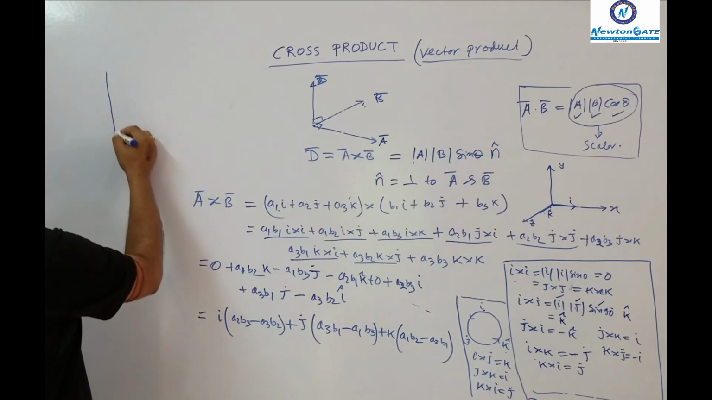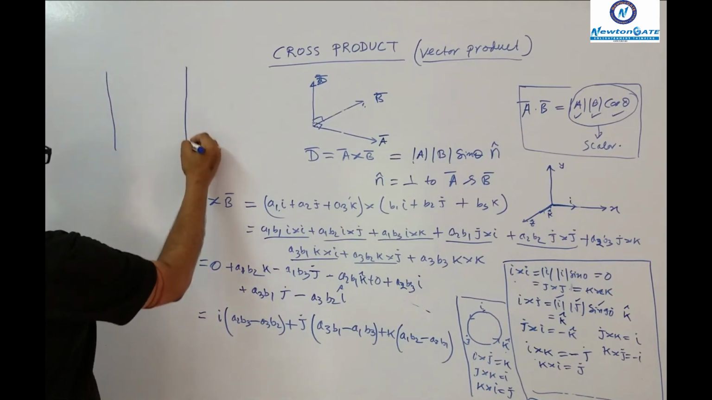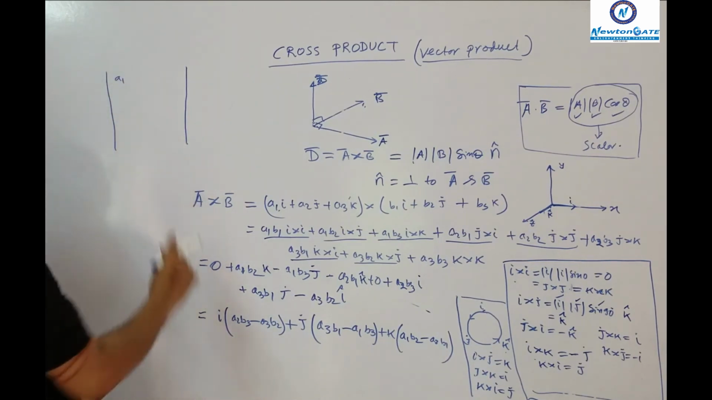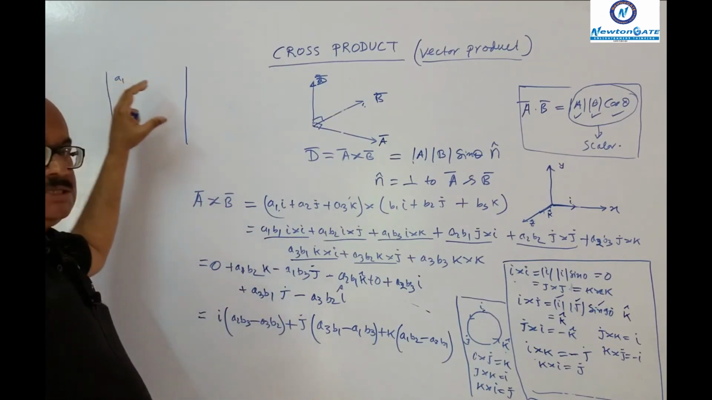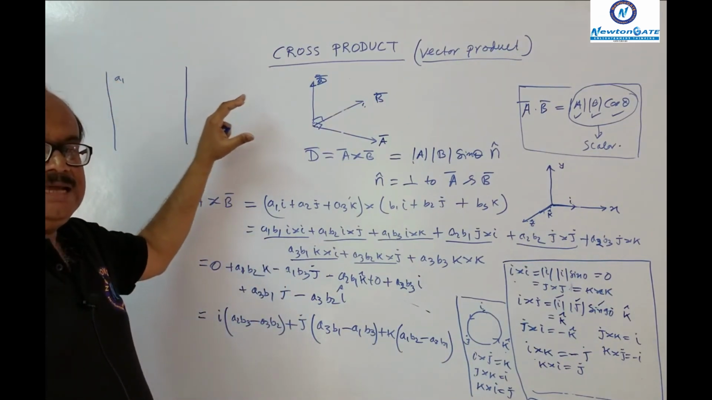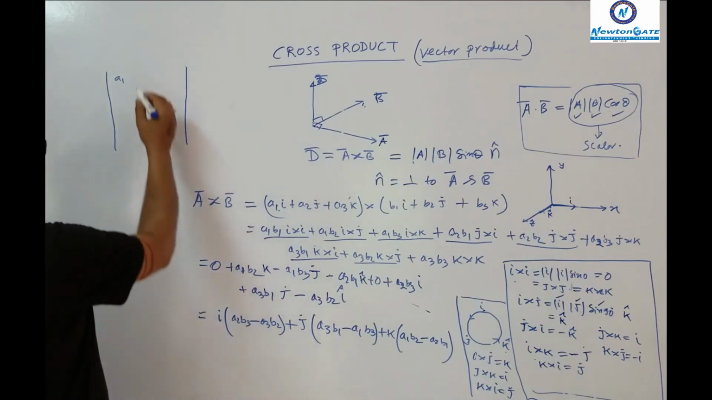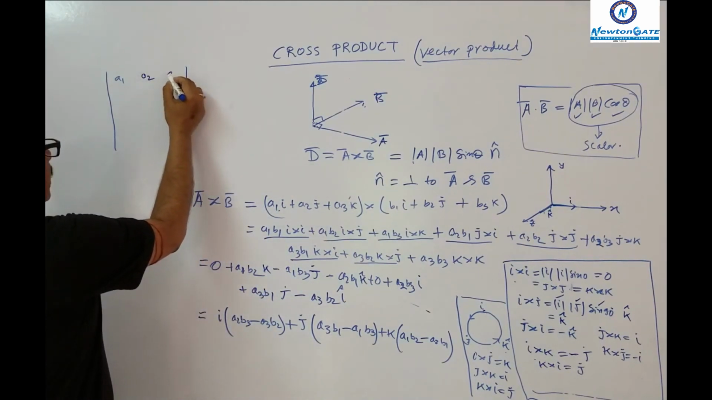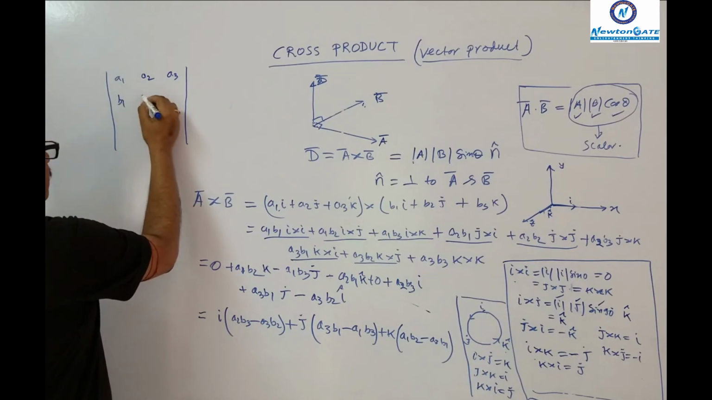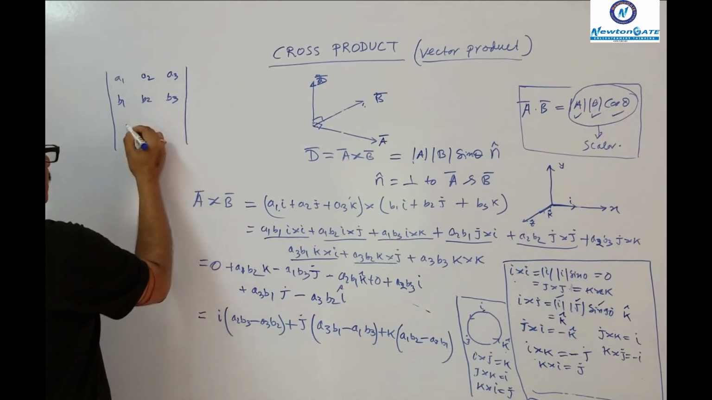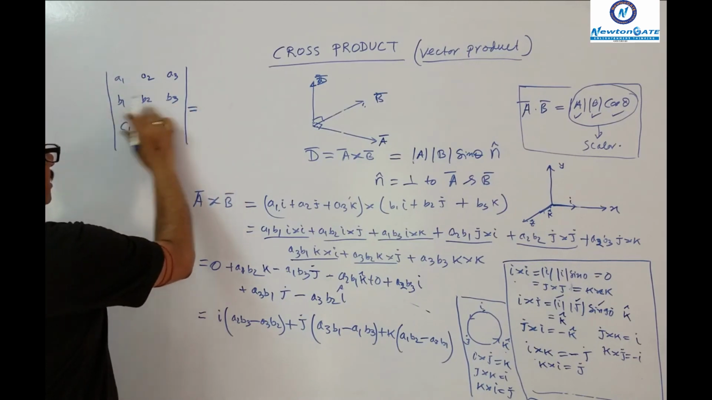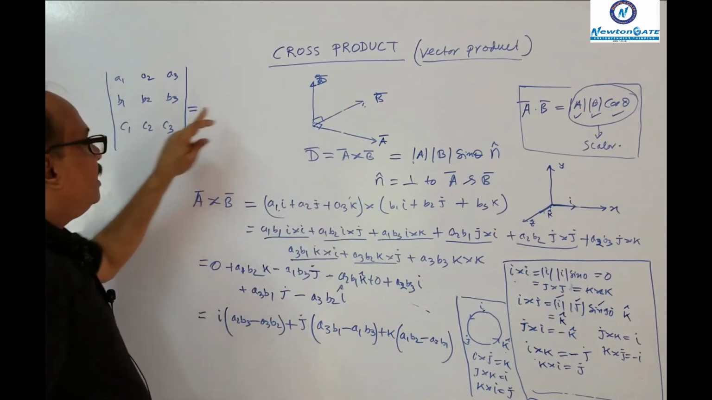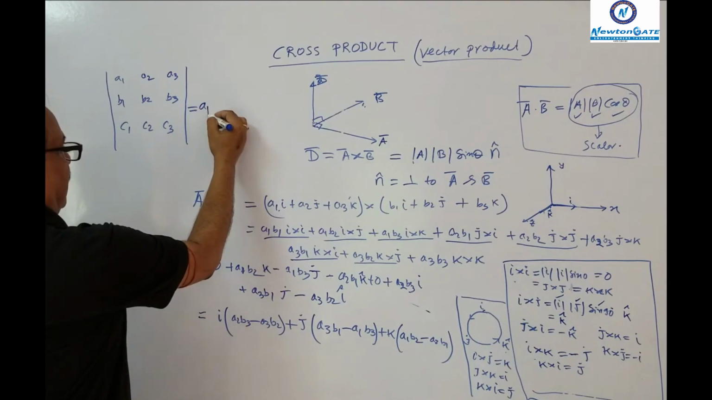See, what is the determinant? Suppose you have a three by three determinant, just like a matrix. A determinant is an array of numbers, but it has a value, like A1, A2, A3, B1, B2, B3, C1, C2, C3. If I expand this in the determinant way, it will be A1.